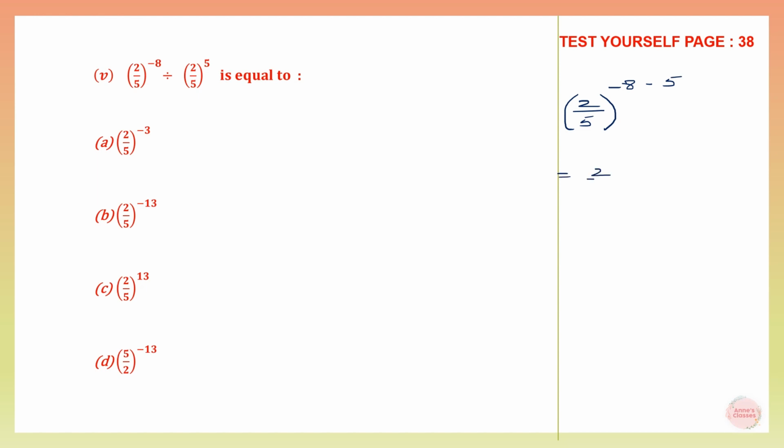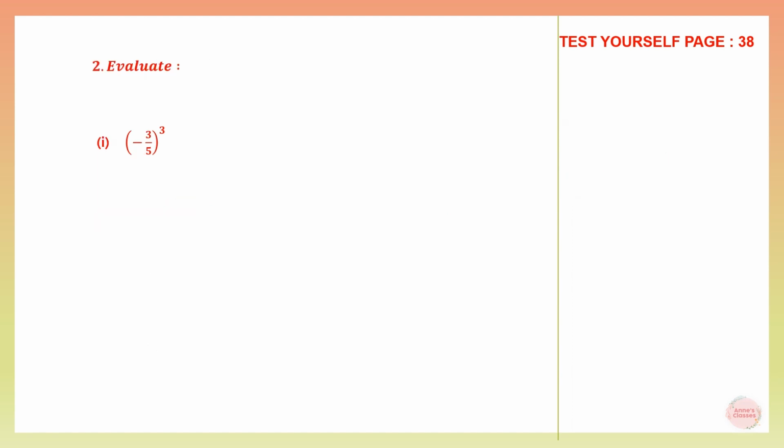So this becomes 2 by 5. Now this is raised to the power of minus 8 minus 5. Signs are the same. Put the same sign and add 8 plus 5 is 13. So it's raised to the power of minus 13. So look carefully. So here also we have minus 13. Here also we have minus 13. But the base is 2 by 5. So look for it carefully. So this is our answer. 2 by 5 raised to the power of minus 13.